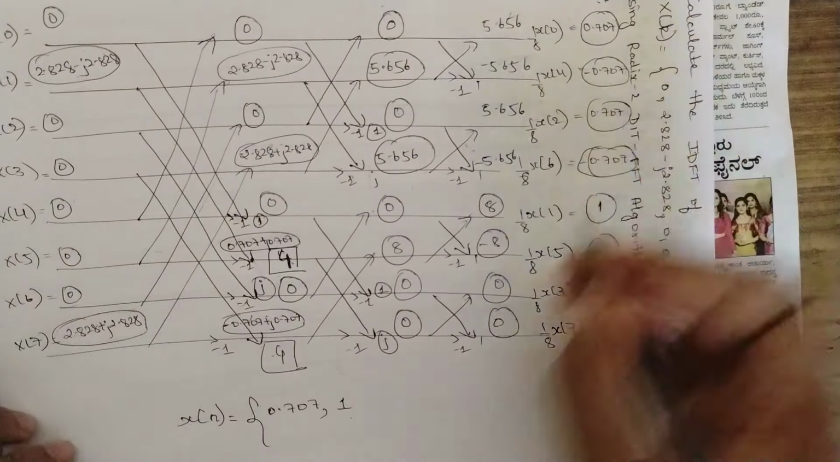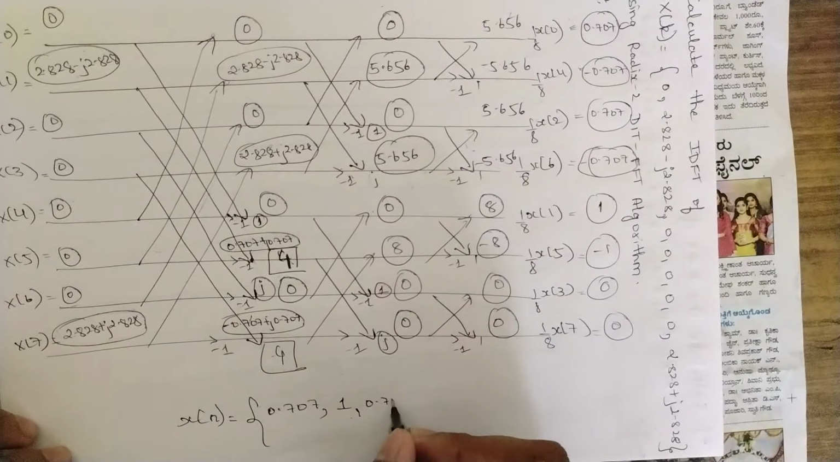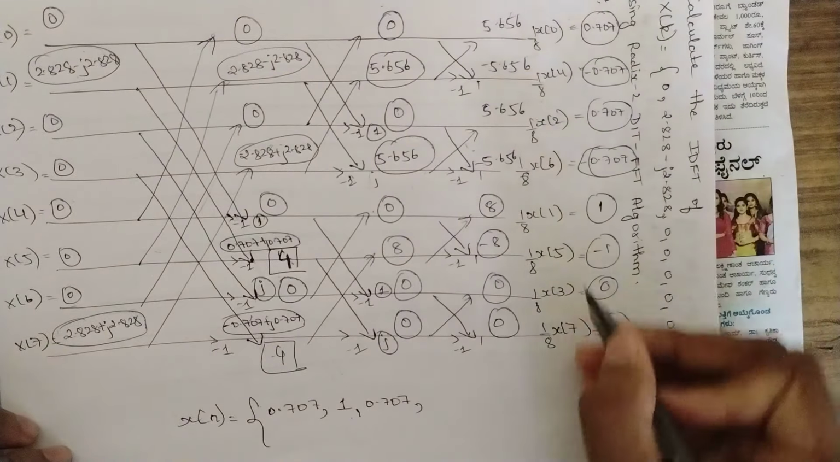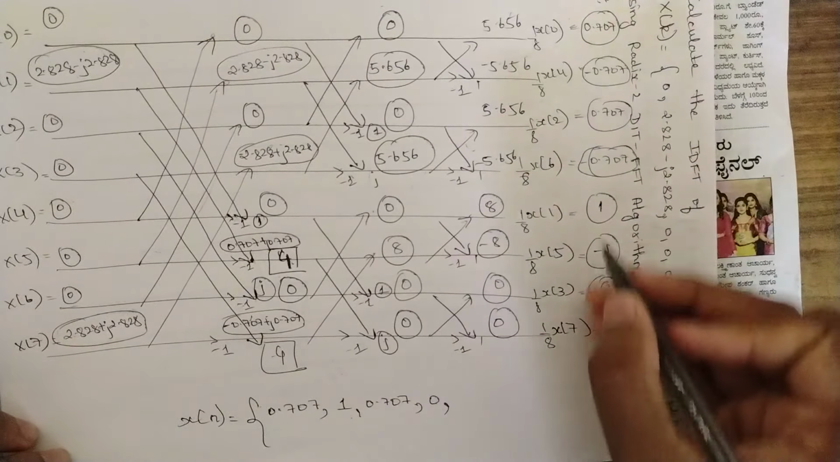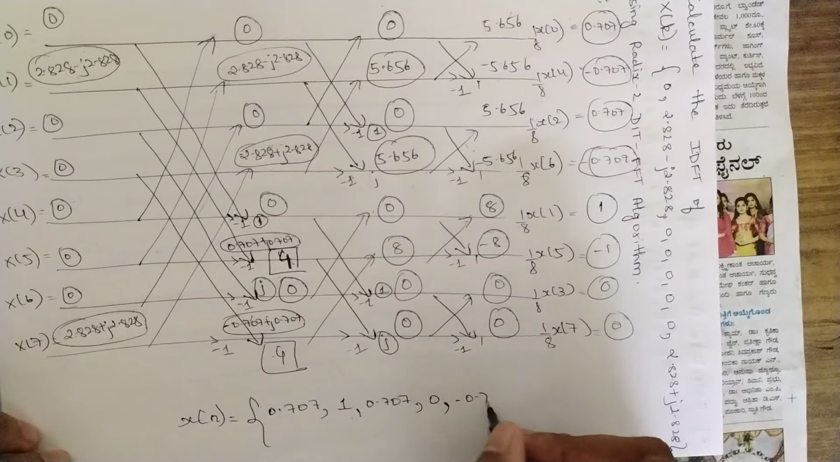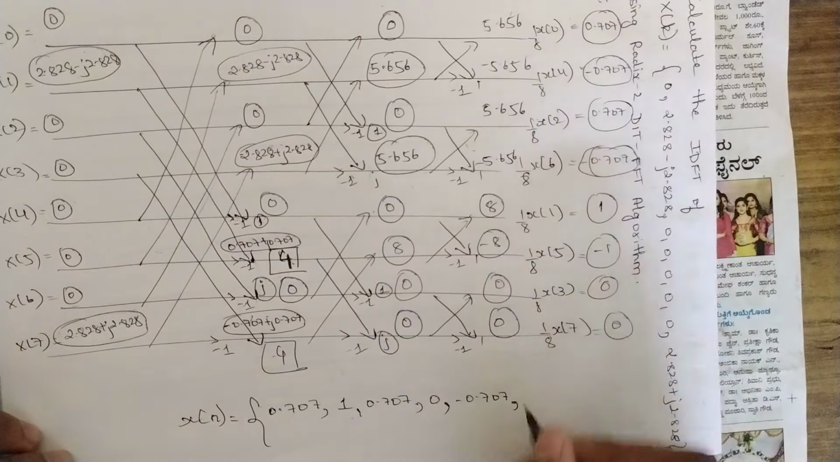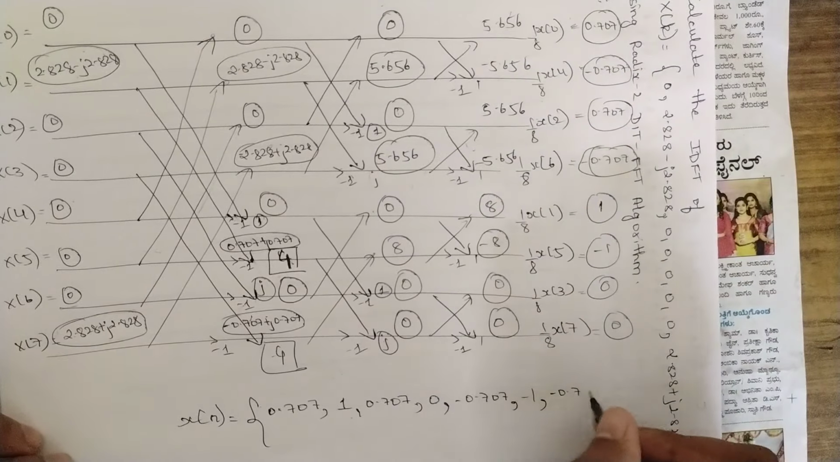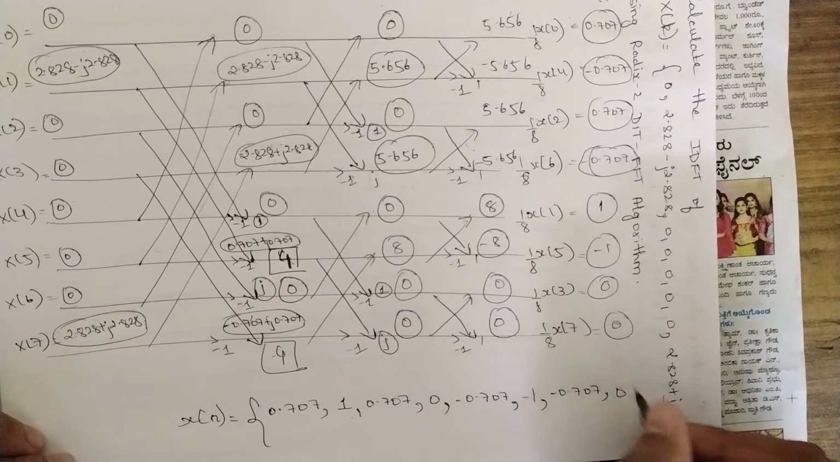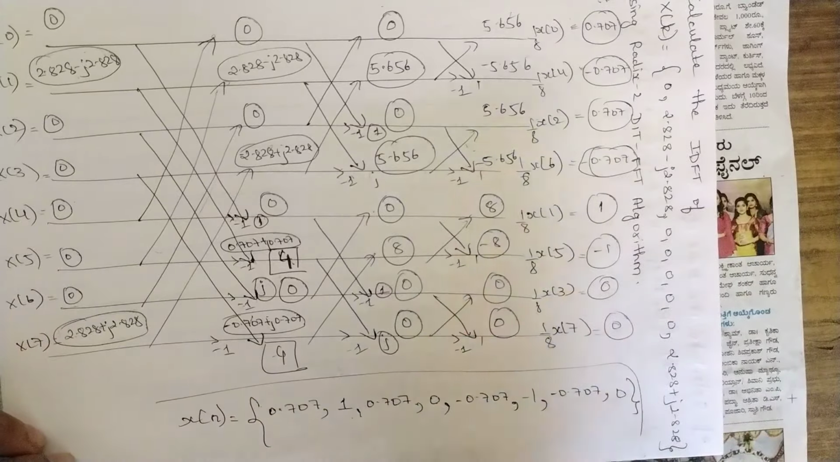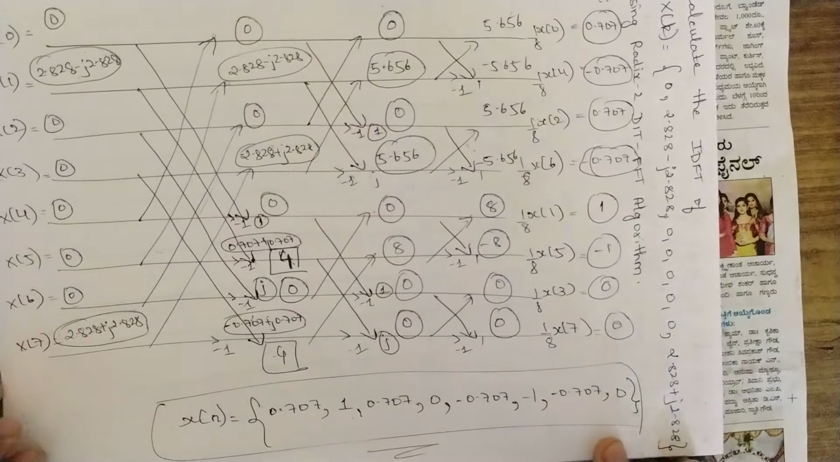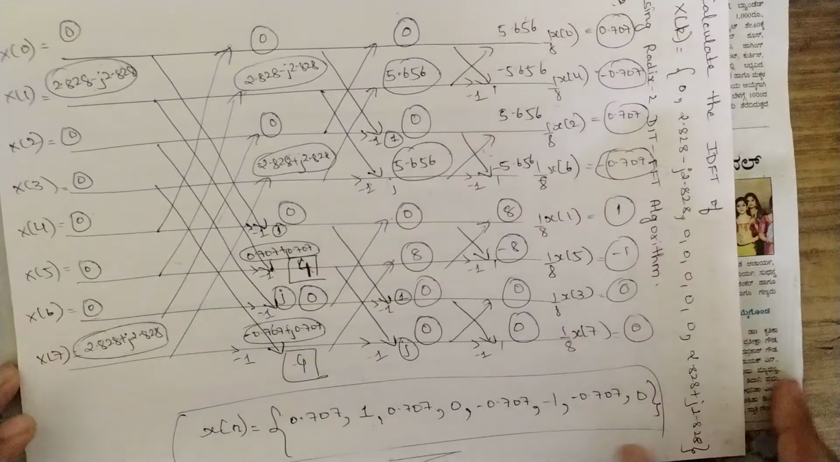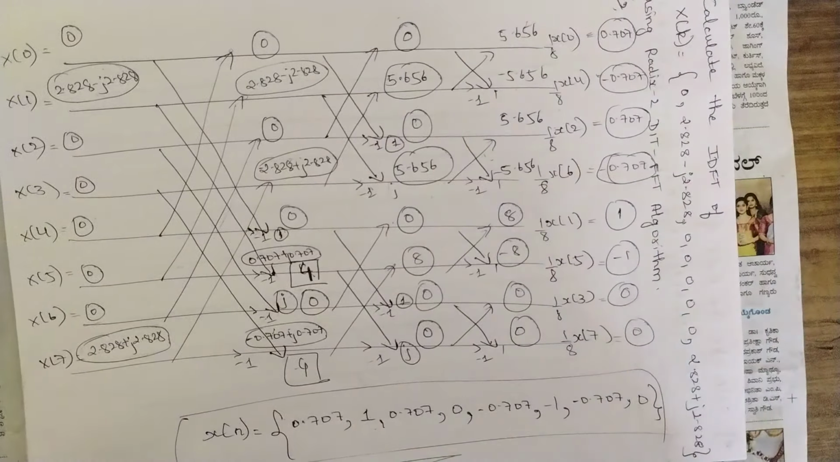Then x of 2 is again 0.707. X of 3 is 0. X of 4 is minus 0.707. X of 5 is minus 1. X of 6 is again minus 0.707. X of 7 is 0. Okay, so this is our final answer for IDFT. So hope you understood this problem. Okay, so please go through this problem again.